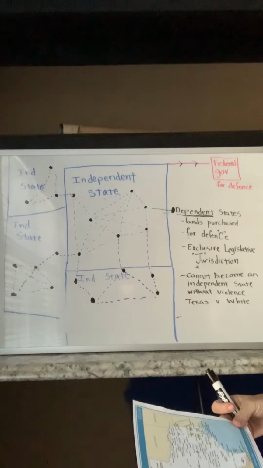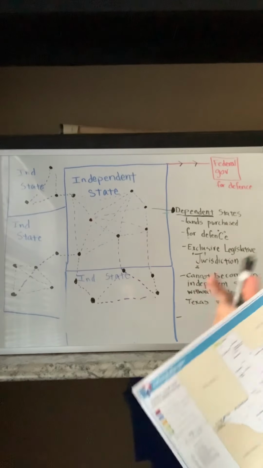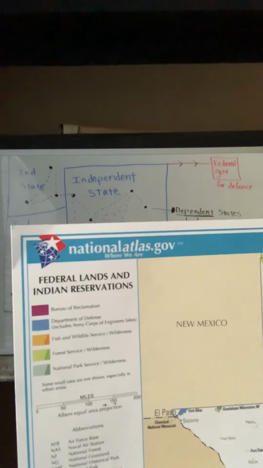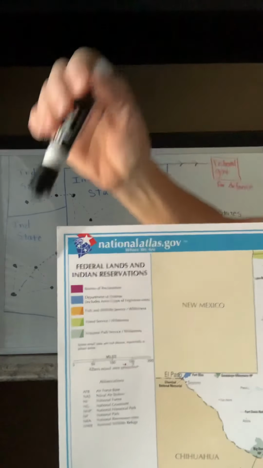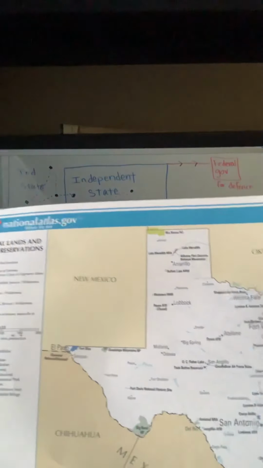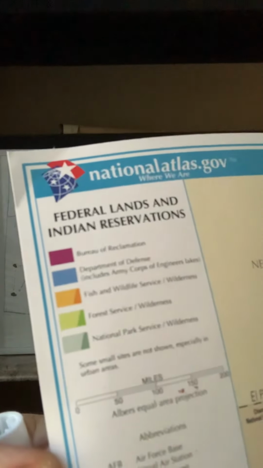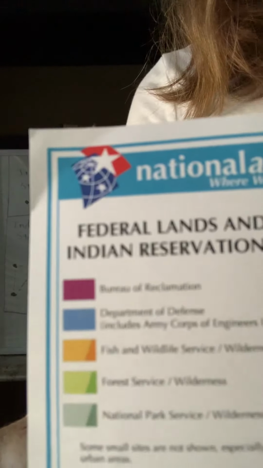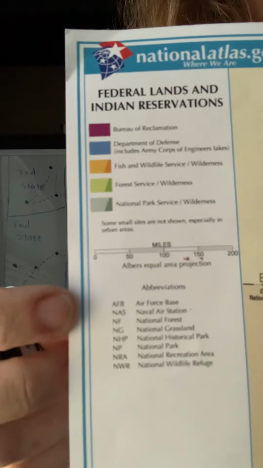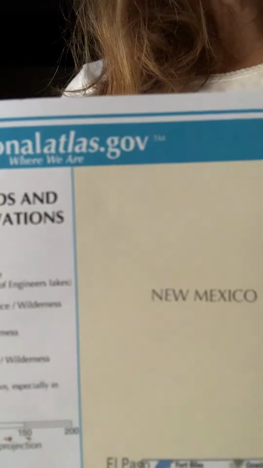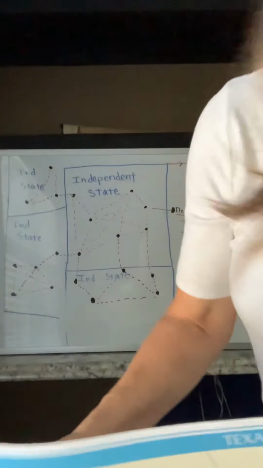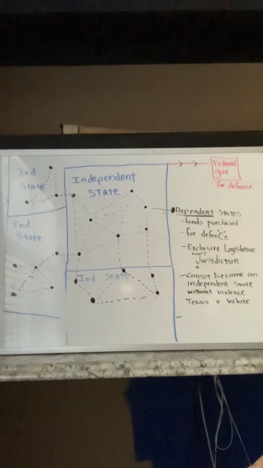I also have a map, and it's going to be hard to see, but it's from nationalatlas.gov. I got this from a federal government office, and it tells you here, here's the key, where the federal lands are in the state. And you can get these for your state just by contacting nationalatlas.gov or just going on their website and downloading a map.